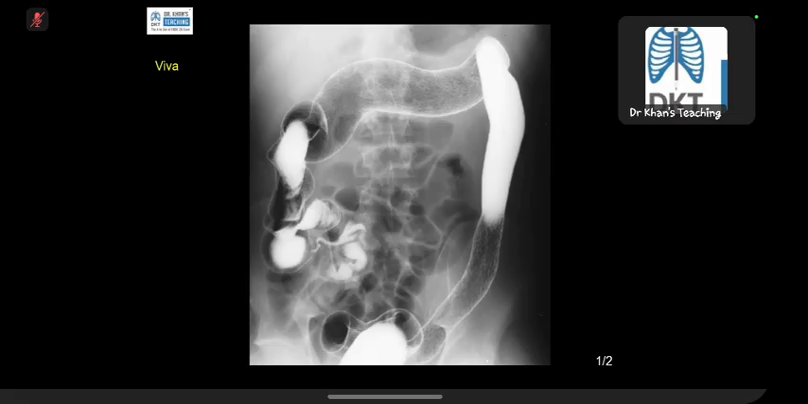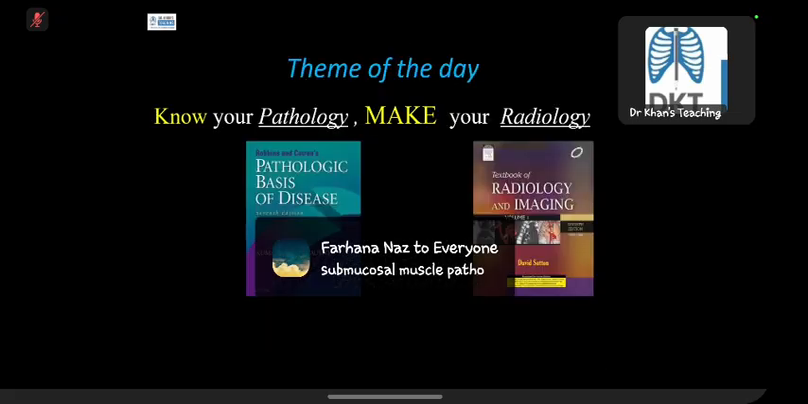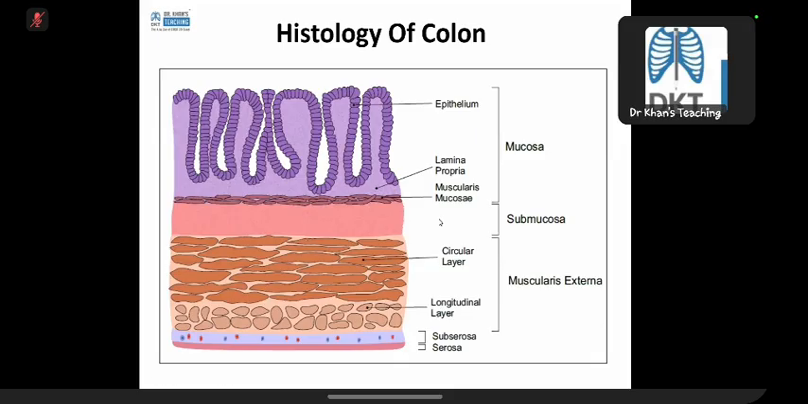Oh, good. So I told you the histology, right? So know your pathology, make your radiology. So this is the muscle. This becomes Mr. Arnold Schwarzenegger, this muscle, which is muscularis mucosae, right? And then there is deposition of fat in the submucosa, and that is why you see it. So that also encroaches on the lumen.